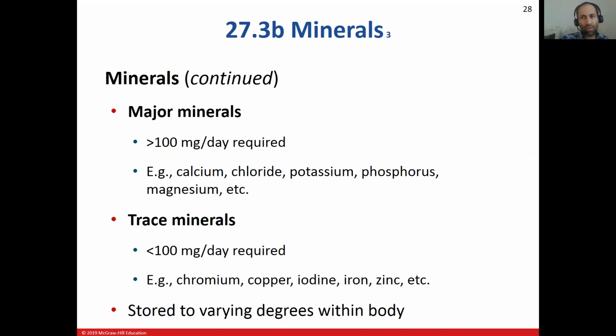So then major minerals are those that you need more of, as compared to trace minerals. So if you need more than 100 milligrams of a mineral per day, that's major. So that includes calcium, potassium, phosphorus, chloride, magnesium. Trace minerals, you need less than 100 milligrams per day of, like chromium, copper, iodine, iron, zinc, etc. So iron came as a surprise to me because iron makes up hemoglobin. I thought it would be one of the major minerals, but interestingly, it's a trace mineral, okay?